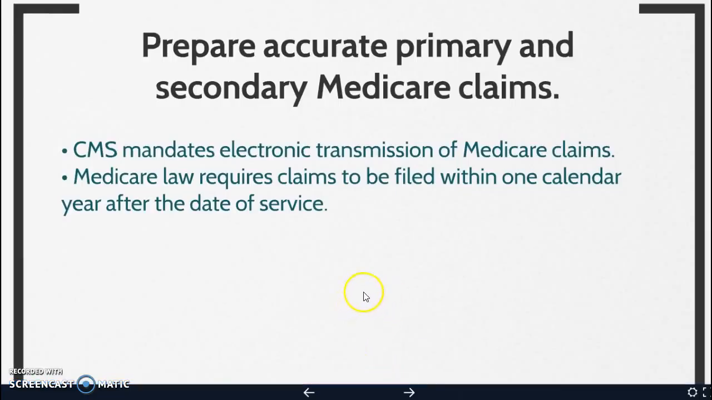All right, so lastly, preparing accurate primary and secondary Medicare claims. CMS mandates electronic transmission of Medicare claims. They do not take paper claims any longer. And Medicare law requires claims to be filed within 1 calendar year after the date of service. So a couple of things to note here.